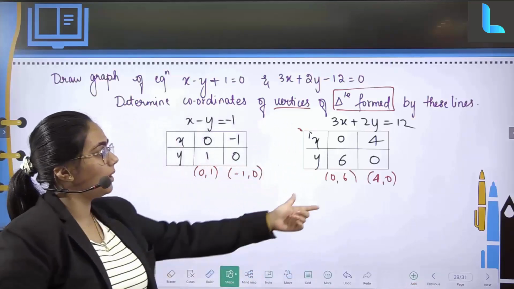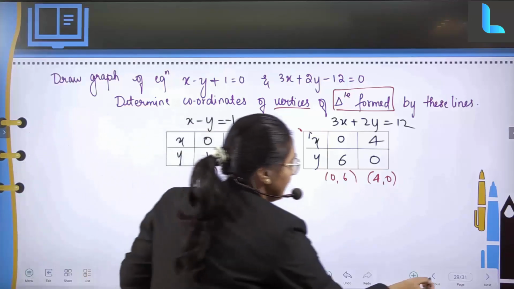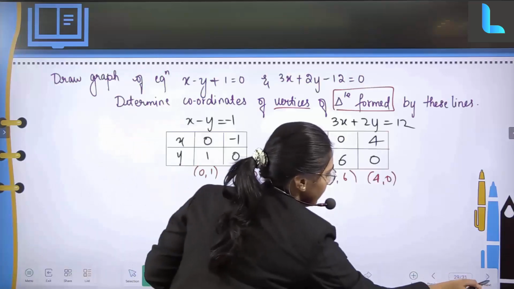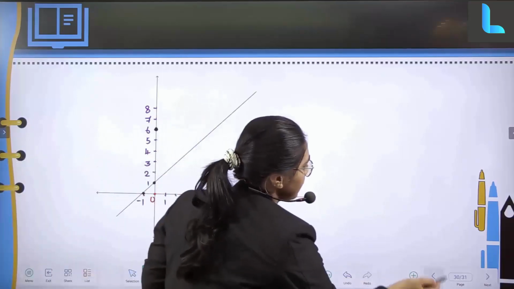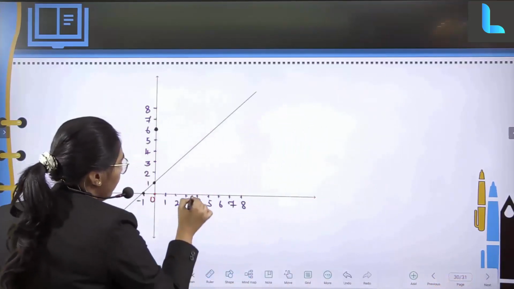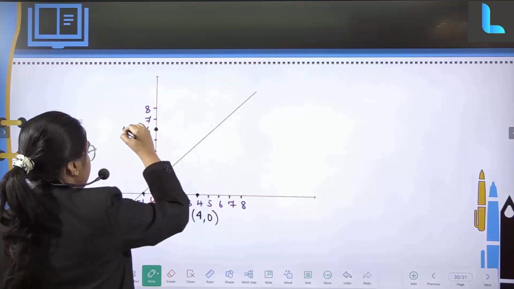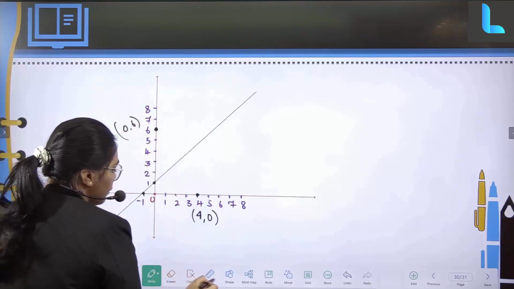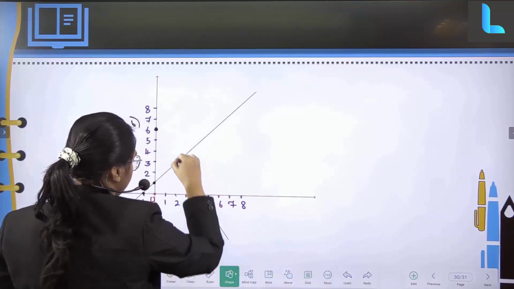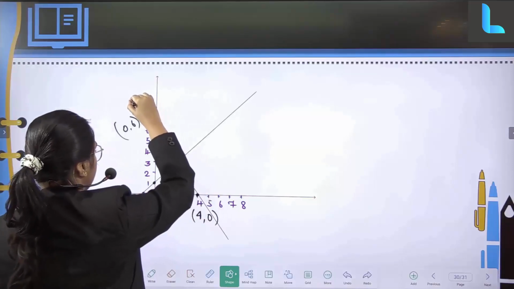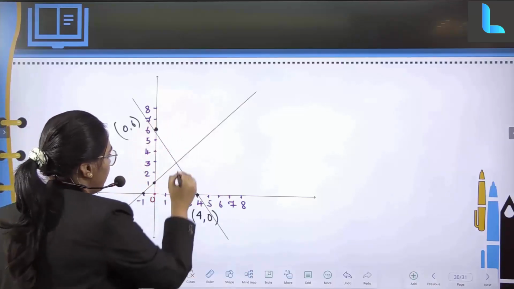Similarly, when I am drawing the line for the second equation, the points are going to be 0, 6 and 4, 0. So 0, 6 is my first point here, and 4, 0 is my second point. Now when I draw a line for these two, it is going to intersect. Not exactly, but when you plot it on a graph, these are the points which you will be getting.